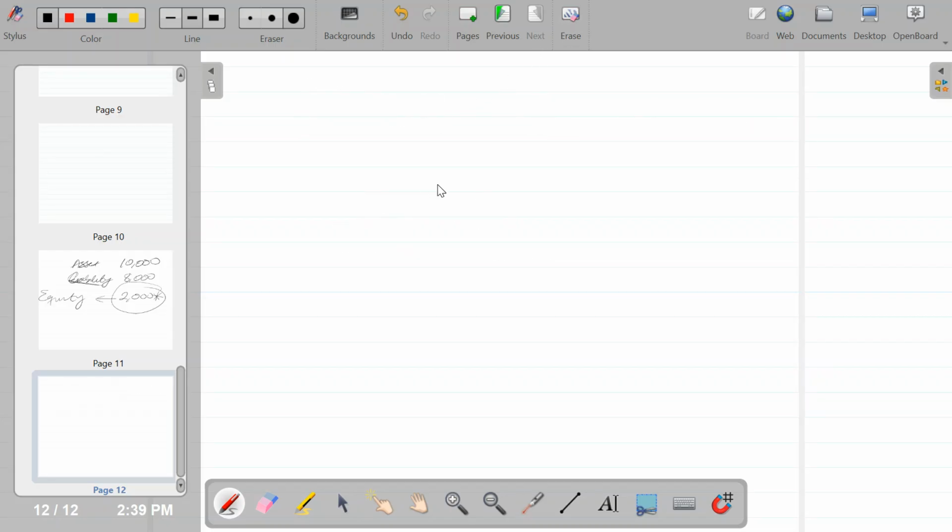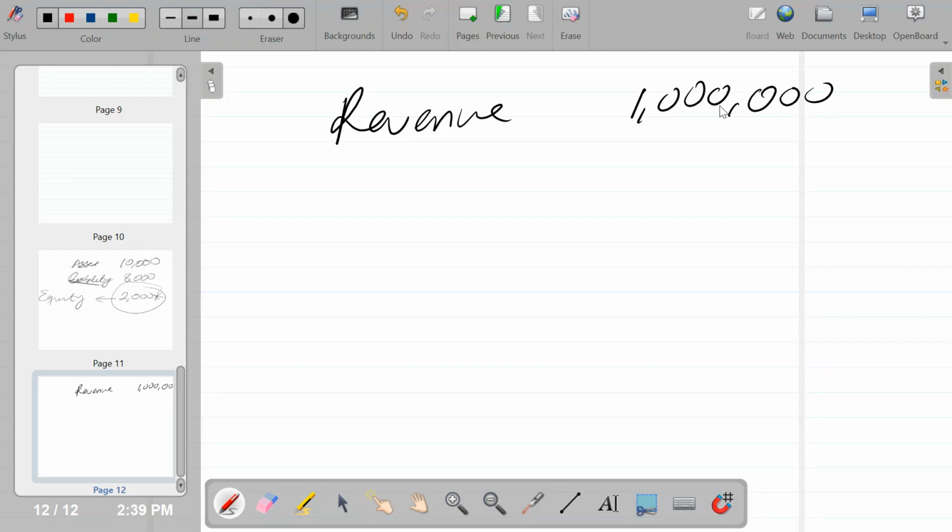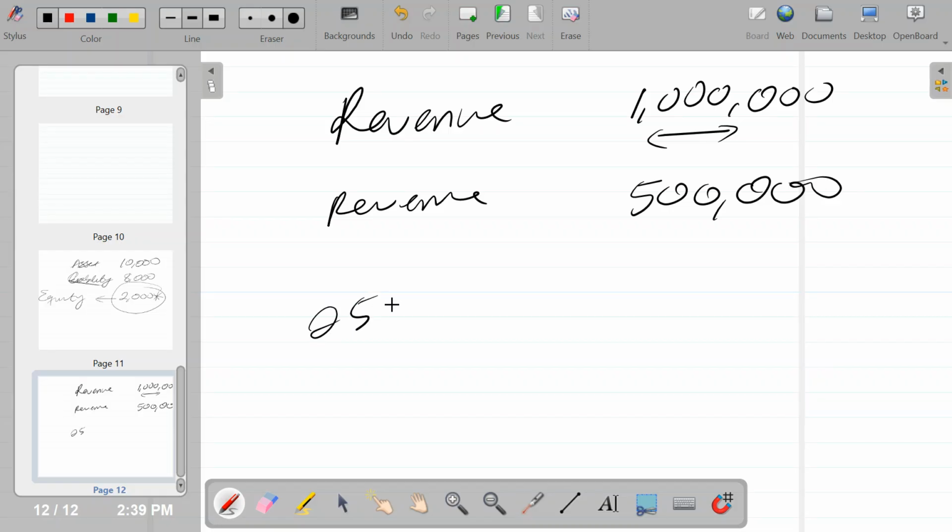Let's give an example. Maybe a company has reported revenue of maybe 1 million Ghana cedis. Okay, that's a reported revenue. Now this is what happened. Getting to the end of the year, maybe they had sold probably 500,000. They have made revenue of 500,000 already. Okay, by 25th of December, they had sold 500,000.